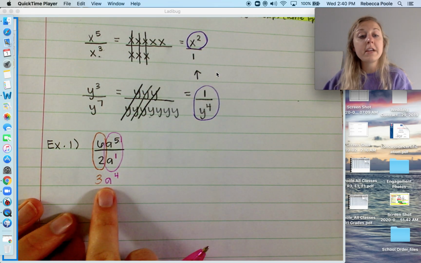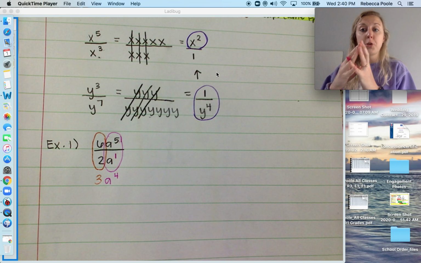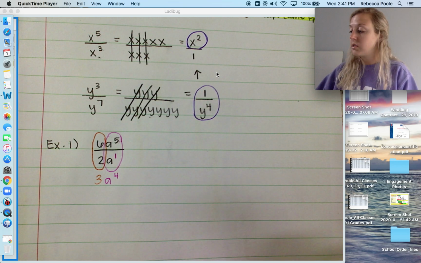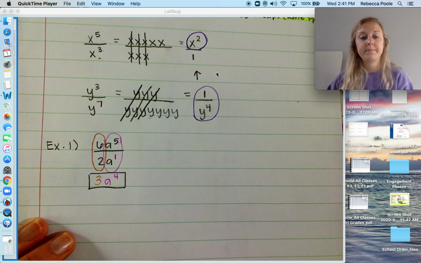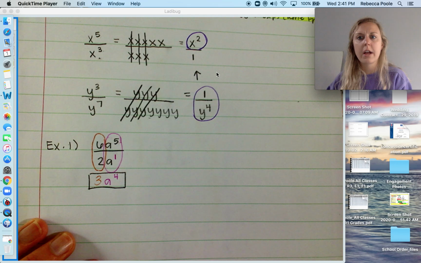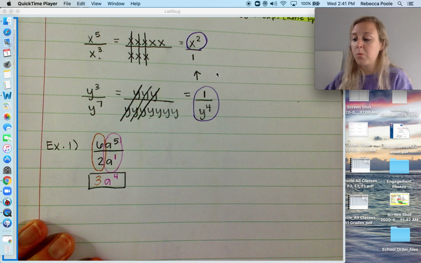And remember, both of these would be in the top because they are a whole 3 and a whole a to the 4th. So my answer here is just 3a to the 4th. Don't worry if you're like, this is kind of weird. We're going to do a couple more, okay?